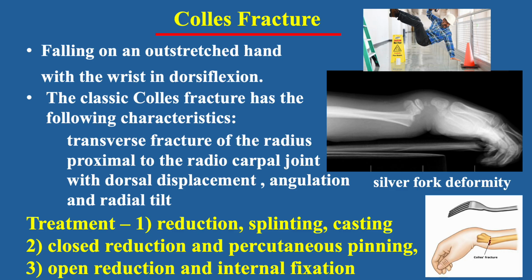Distal radial fractures can be managed either non-operatively or operatively, depending upon the fracture pattern and the patient profile. Treatment options include closed reduction and immobilization with splint or cast, closed reduction and percutaneous pinning, or even open reduction and internal fixation.